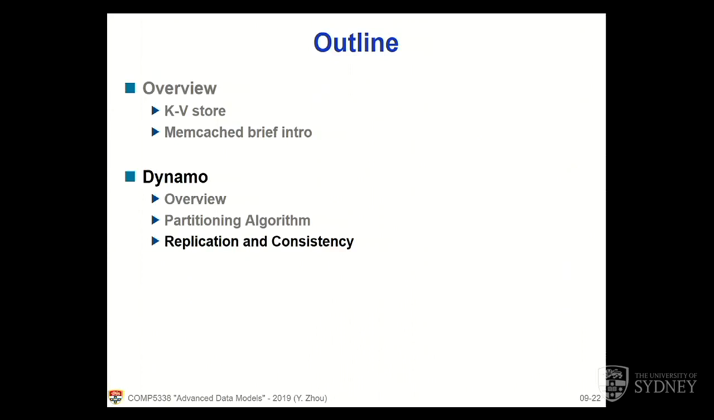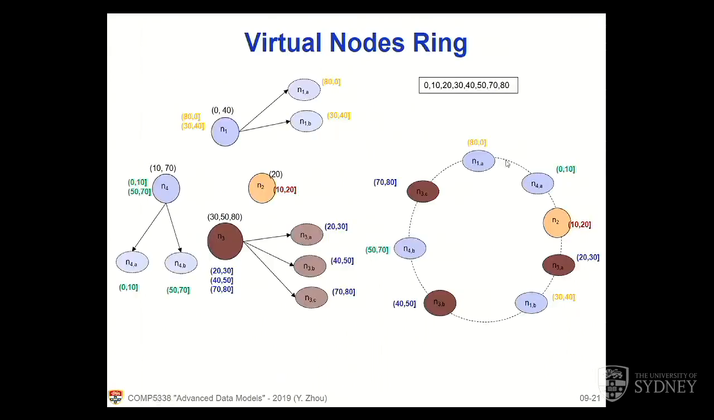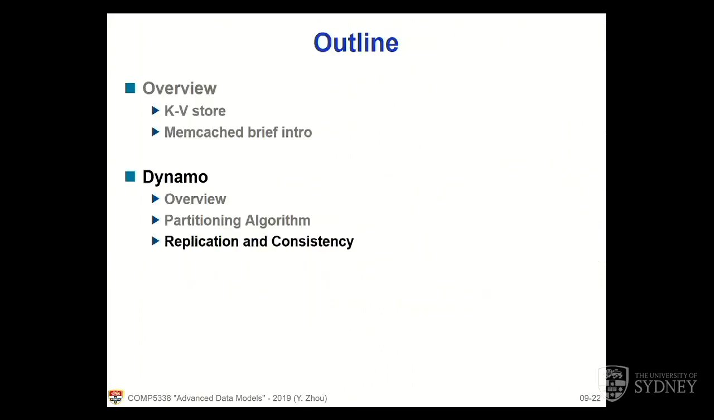So that's the partitioning. And so this kind of suggests, okay, what is the main node for a key? But then we have to replicate the data, right? So just one copy definitely is not enough. We need to replicate it.